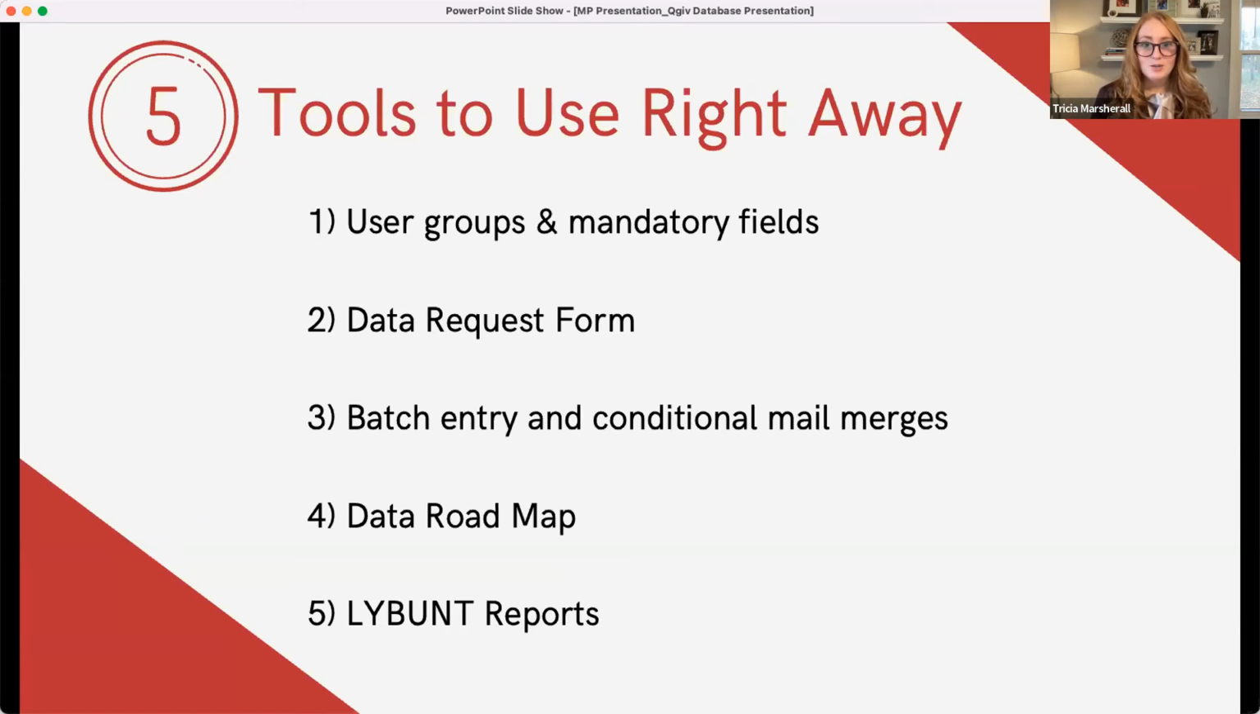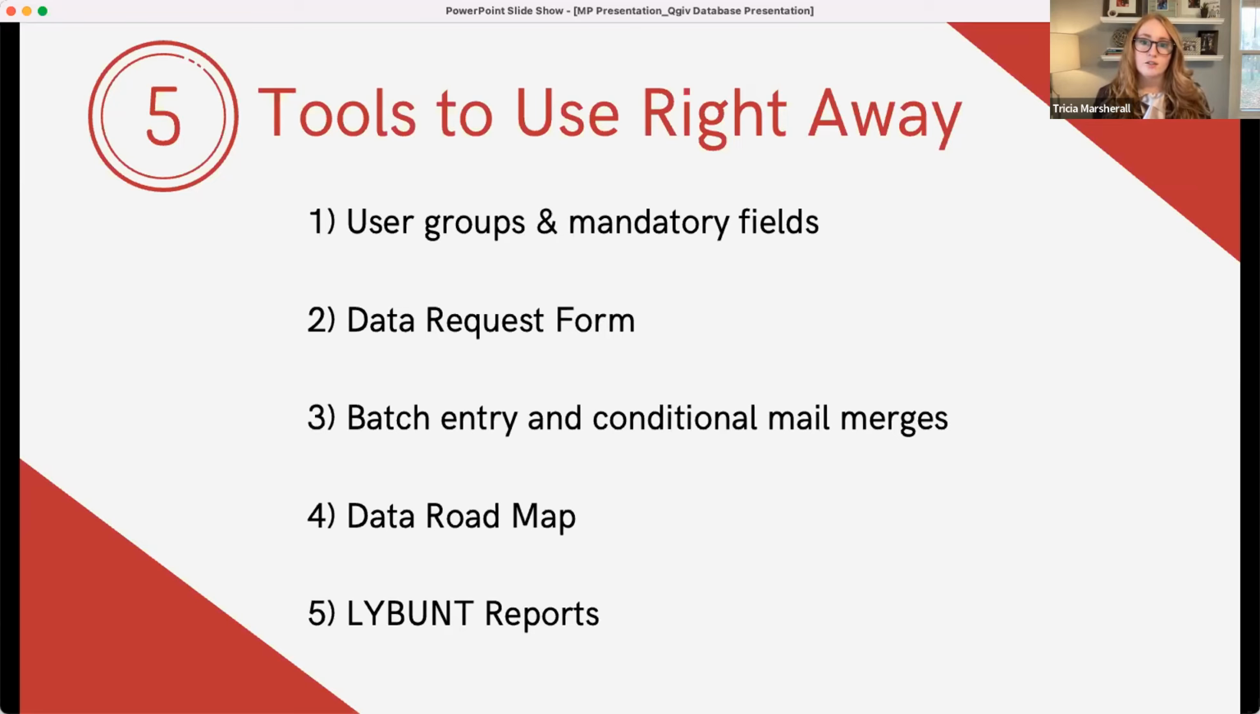Number two, you can implement that data request form, or at least create a data request form right away. Number three, that batch entry, conditional mail merges. Sometimes clients that we work with have multiple different donor letters that they like to share with their donors. That's your donor acknowledgement letters that go out. Creating and setting up your conditional mail merges can help make your donor acknowledgement letter process much more efficient.